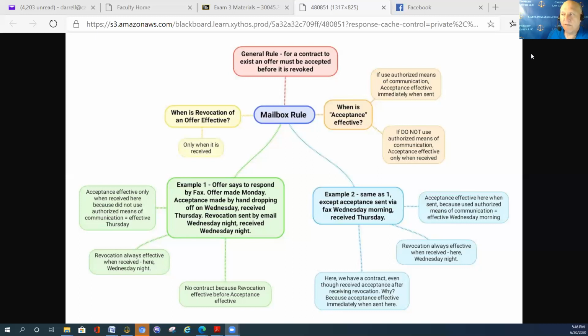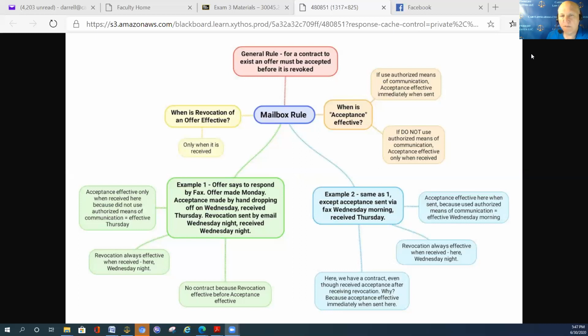So if in that case, a revocation was sent by email Wednesday night, after you had already hand delivered the acceptance, it doesn't matter. The revocation is effective first. Why? Because you received it Wednesday night. That's when the revocation is effective. The acceptance isn't effective until it's received on Thursday, because you did not use the authorized means of communication.